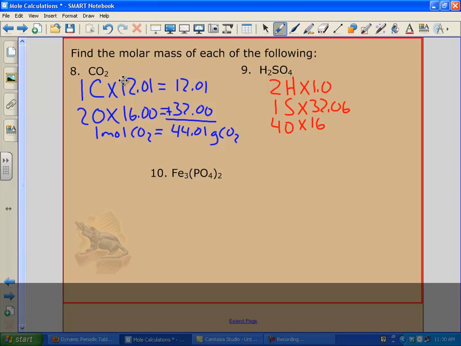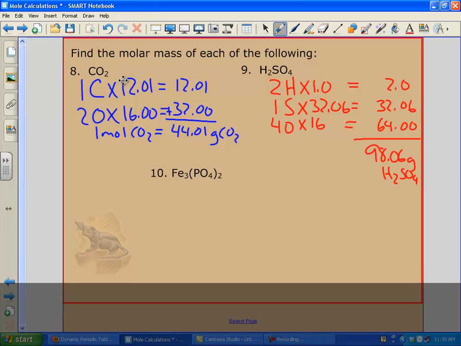So 2 hydrogens, 1 sulfur, 4 oxygens. Okay, we're going to multiply those out. We got 2 for hydrogen, 32.06 for sulfur. And then we're going to get 64 for oxygen. We add all those up. We're going to get 98.06 grams of H2SO4, which is sulfuric acid.